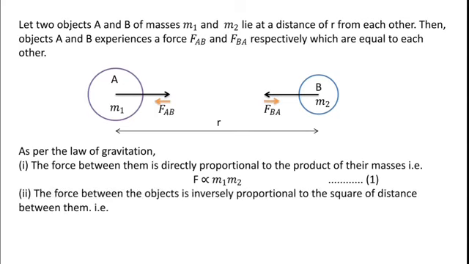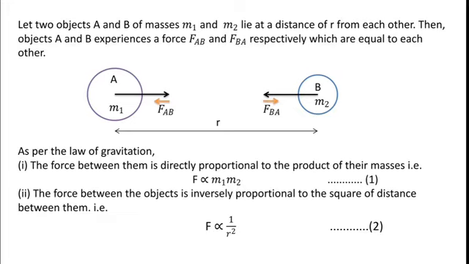Again, you know that the force between the objects is inversely proportional to the square of the distance between them, and here the distance between them is small r. Hence, we can say F is proportional to 1 upon r square. This is our equation 2.